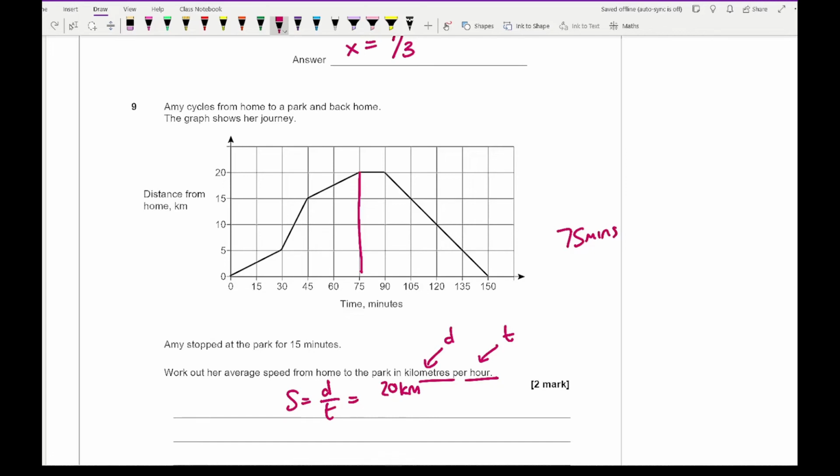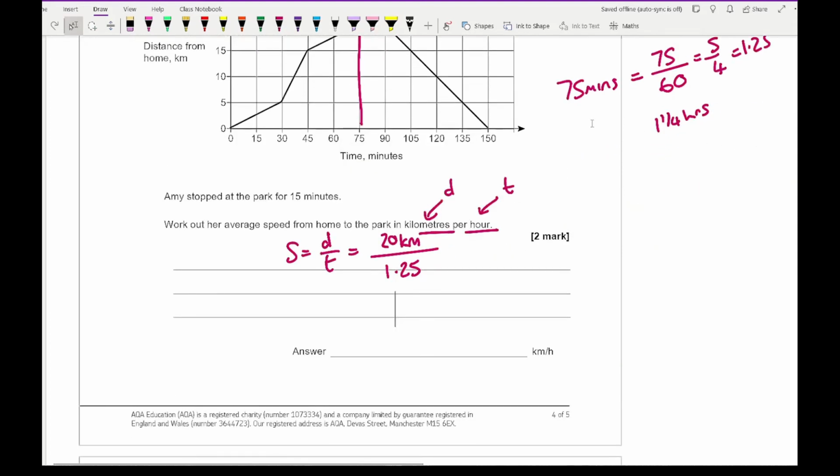Now to convert 75 minutes into hours, we just do 75 over 60, which we can simplify. So it becomes 5 over 4, which is 1.25, or 1¼ hours, which is fine, but just be careful for that. So I'm going to do 20 divided by 1.25 and work that out. And I don't know whether these questions are calculator or non-calculator, but whichever way you work it out, you should have an answer of 16.